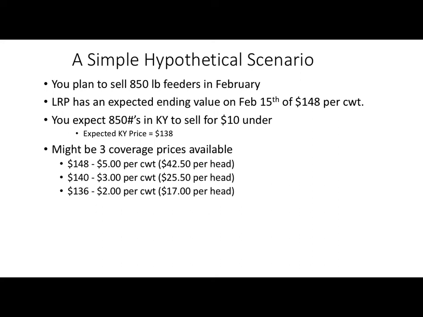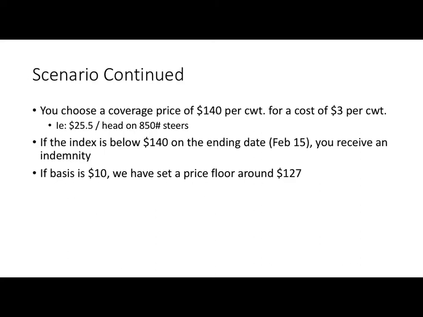If I want to self-insure a little bit more, I might buy something like a 136, and that might cost me $2 a hundredweight. Again, that's only going to cost me about 17 bucks a head, but what's also true, now I've got to self-insure the first $12 in market drop. So these numbers are going to change with the market, but watching it like I have, they're not bad estimates on what you might pay for coverage levels, roughly those distances out of the money.